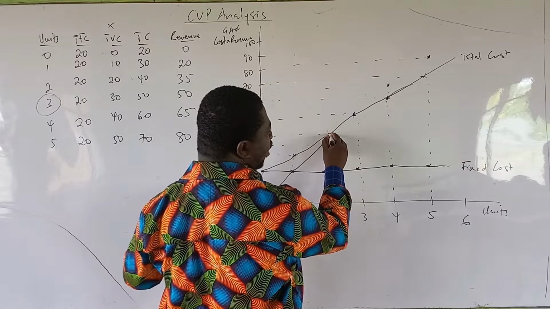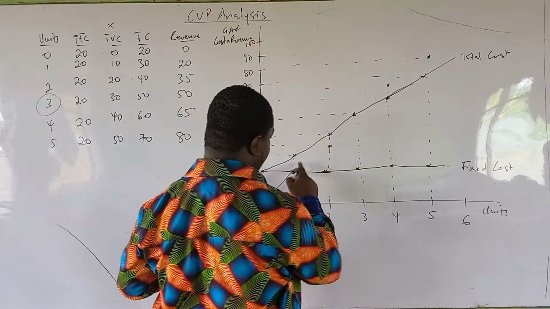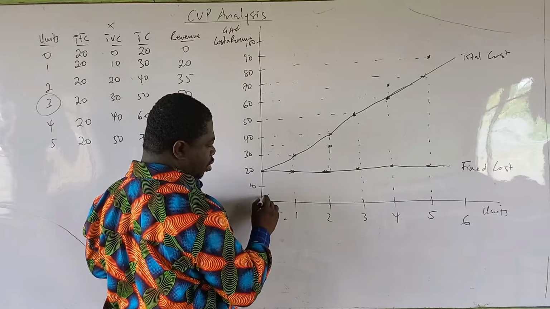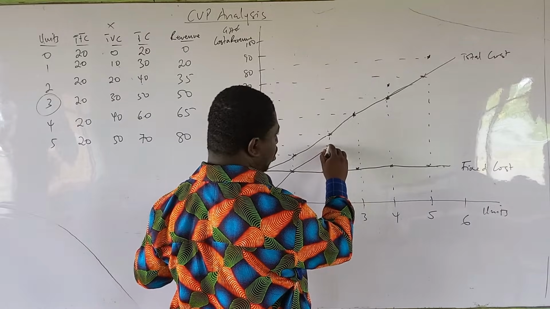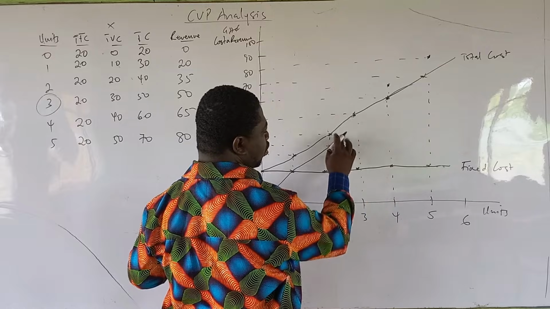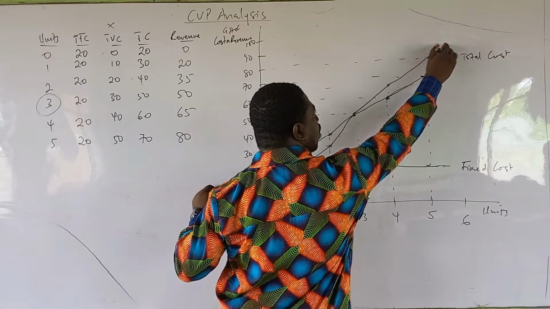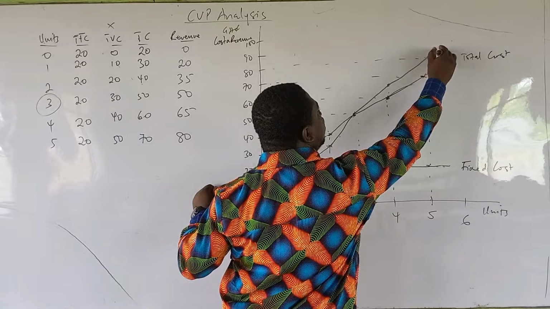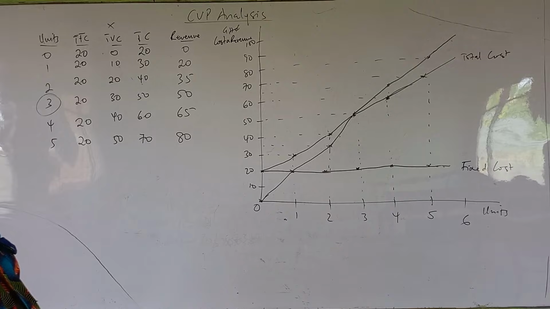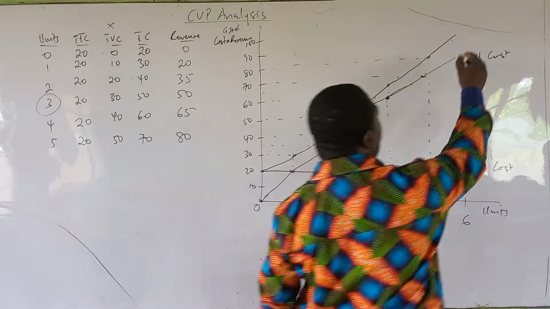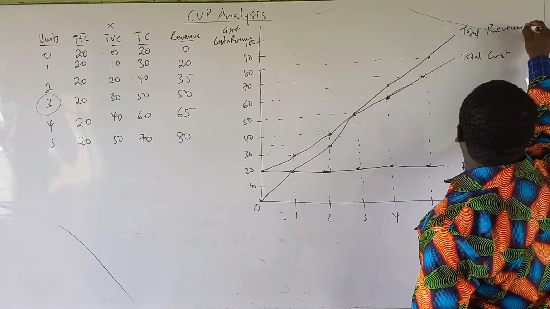Forgive me if it gets crooked. Sorry, I've made a mistake. It goes through this, through that. Still crooked. Forgive me, I've not been so perfect with the lines. Okay, so it means we have our total revenue line completed.